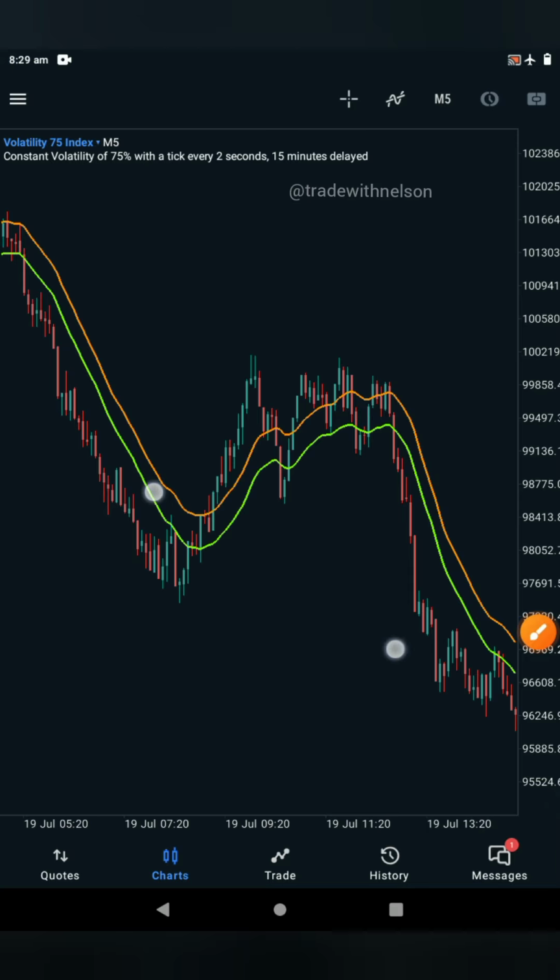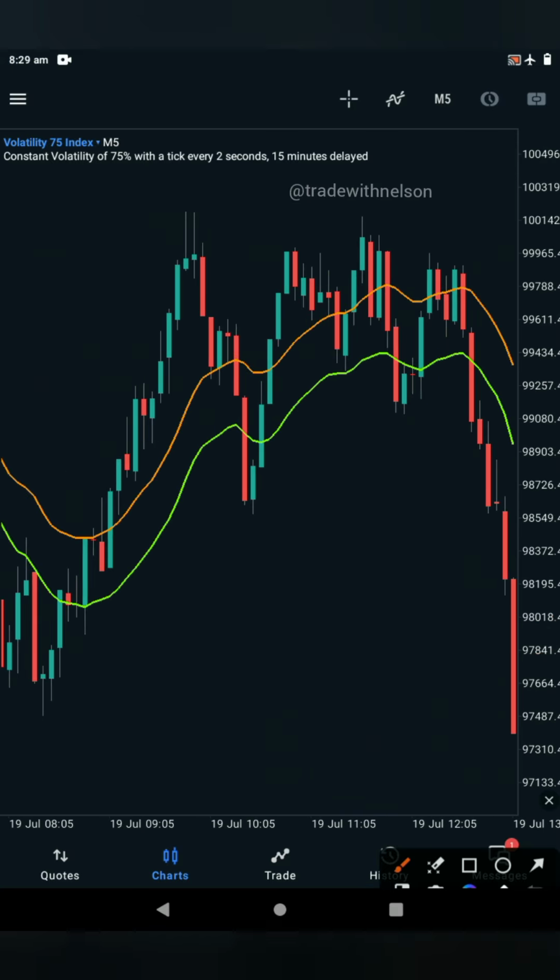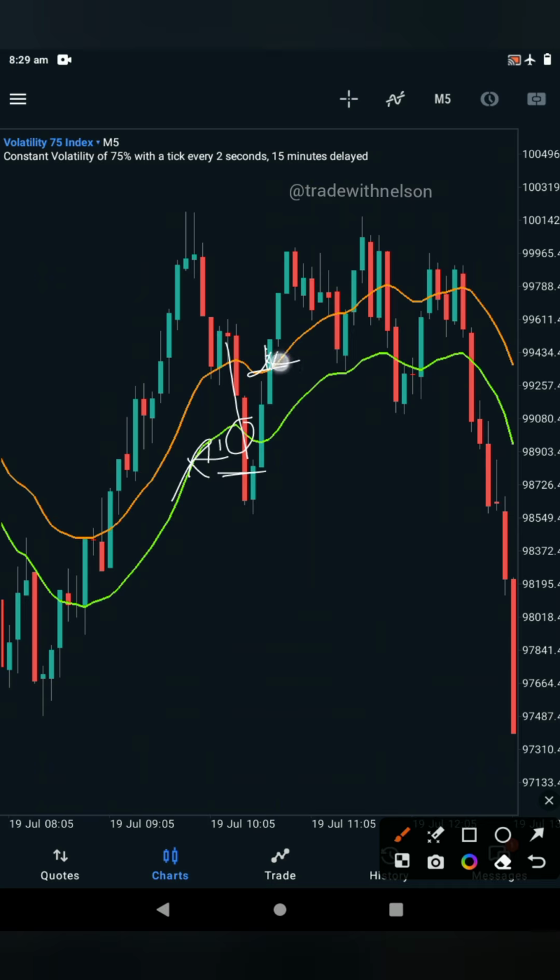And over here, this is why I say you are likely to take a couple of losses. Once you see the market goes below this green moving average, you can have your entry, and when it closes above, you close your trade.